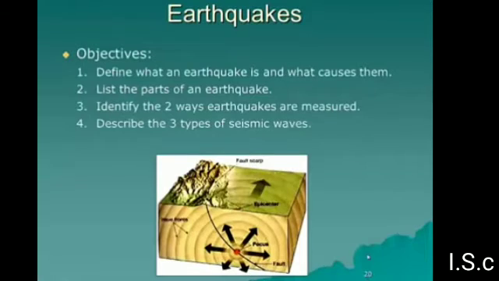So our objectives here today for earthquakes. We are going to define what an earthquake is and what causes them. We'll list the parts of an earthquake. We'll identify 2 ways that earthquakes are measured, and we will quickly talk about the 3 types of seismic waves. And this will be a quick overview, and we'll get into more details in the upcoming days.